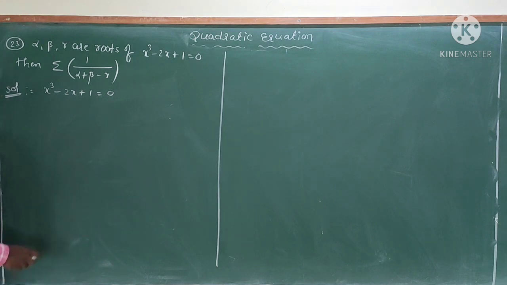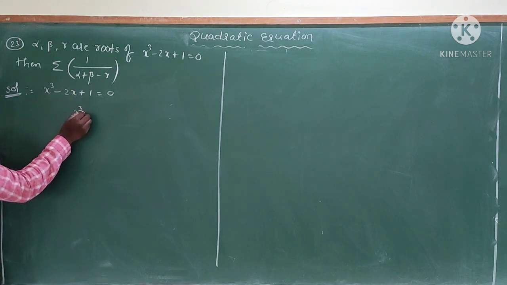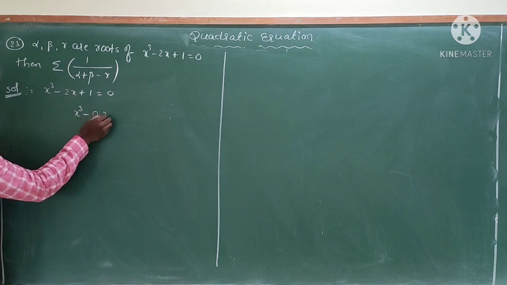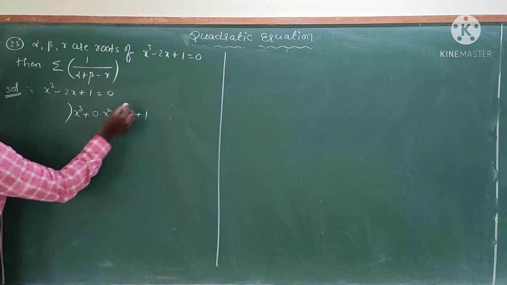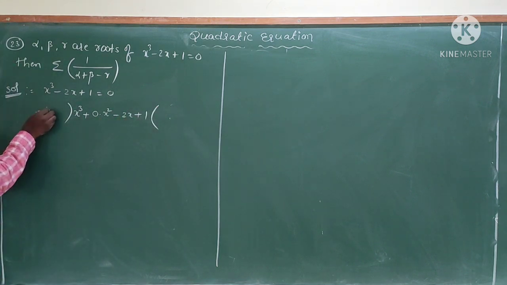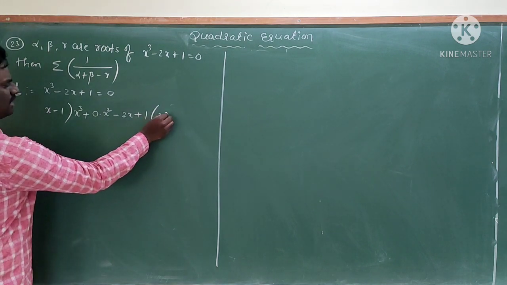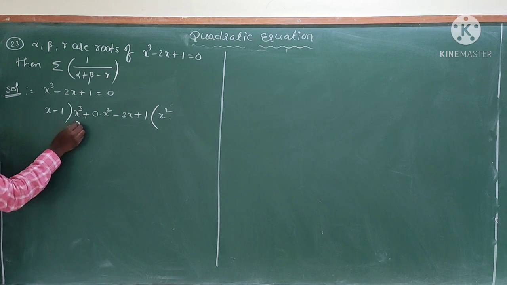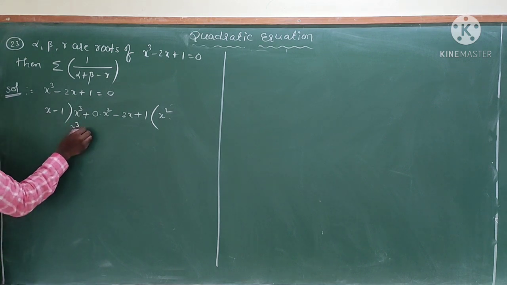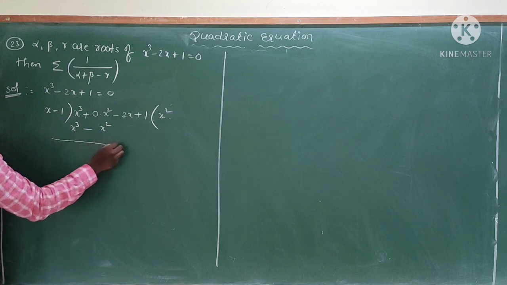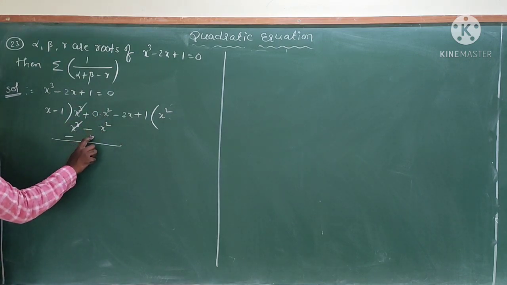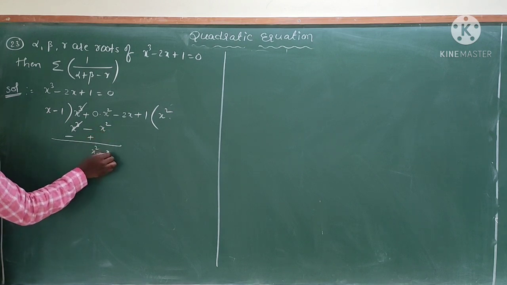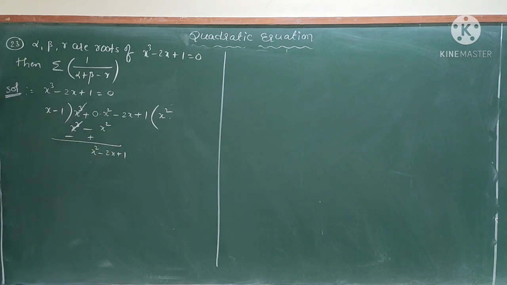This cubic equation I can factorize like this: x cube minus 0x square minus 2x plus 1. We know the long division method, and I am dividing with x minus 1. Then x square you multiply, x into x square, x cube, minus 1 into x square, minus x square. Now symbols will change, x cube gets cancelled. Now 0x square plus x square, then x square minus 2x plus 1.